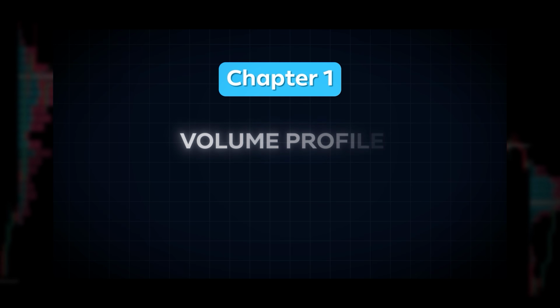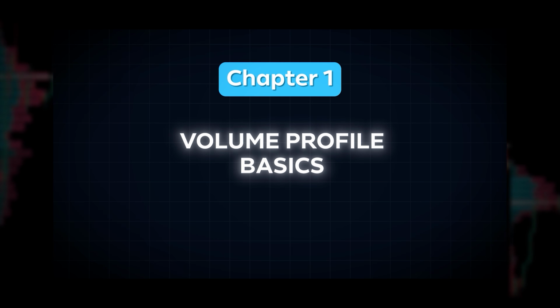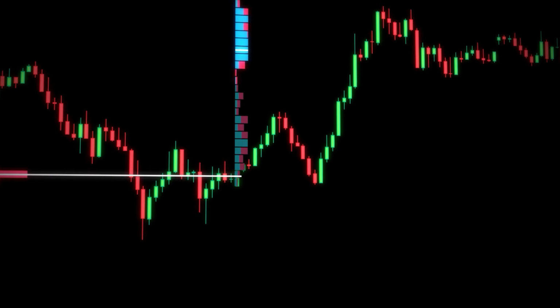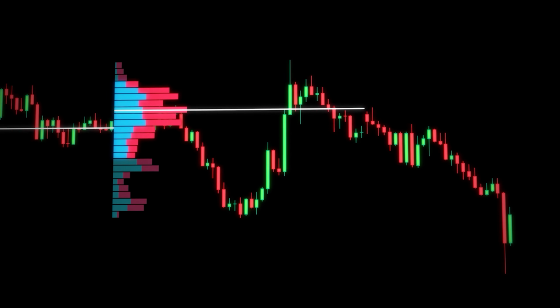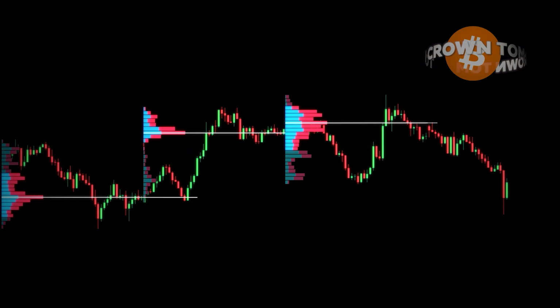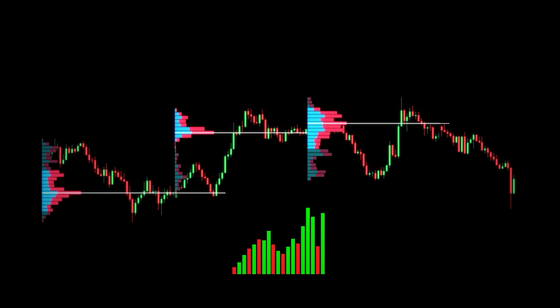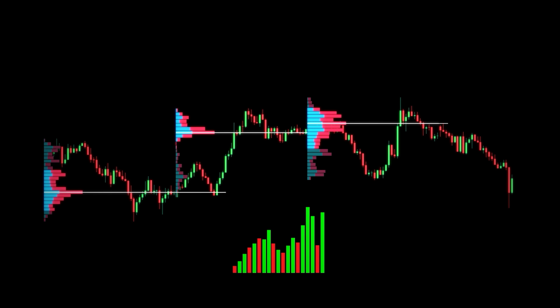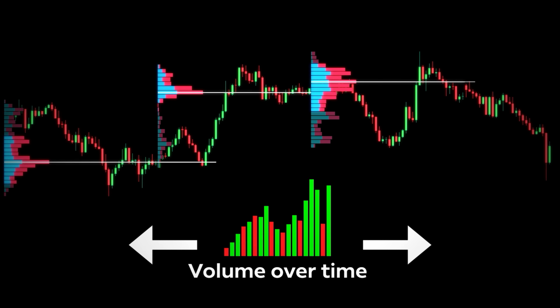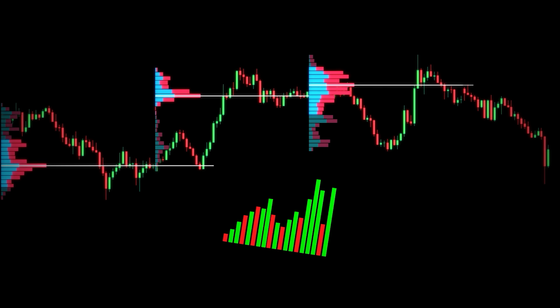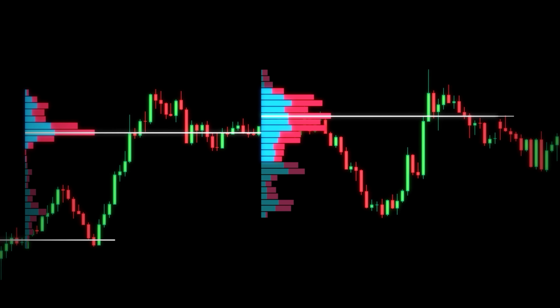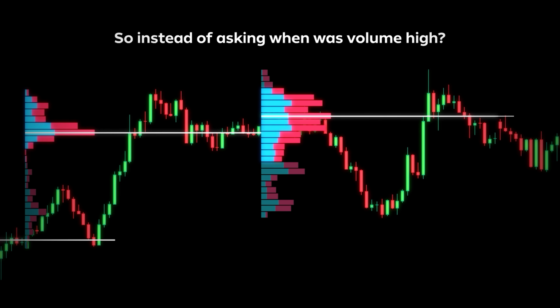Let's start with the volume profile basics. The volume profile shows exactly how much volume was traded at each specific price level. Most traders only look at the volume bars at the bottom of the chart. That's volume over time. But the volume profile flips the script. It displays volume vertically, right on the price axis. So instead of asking when was volume high, you start asking at what price was volume concentrated.